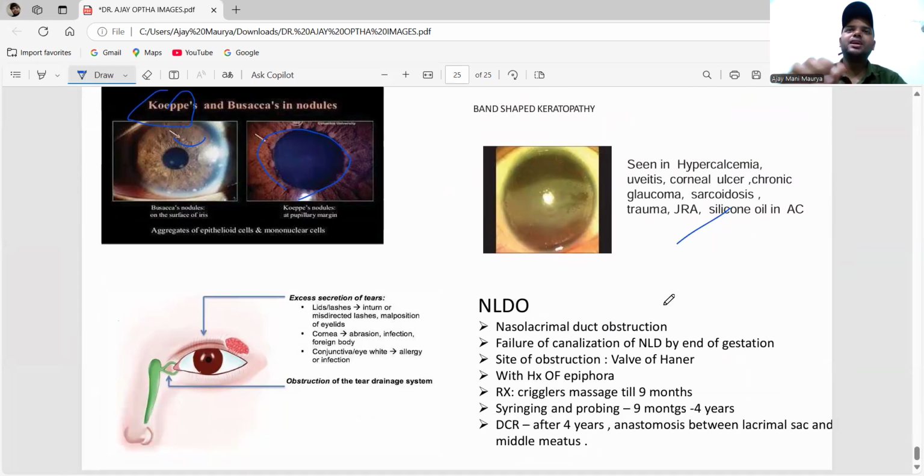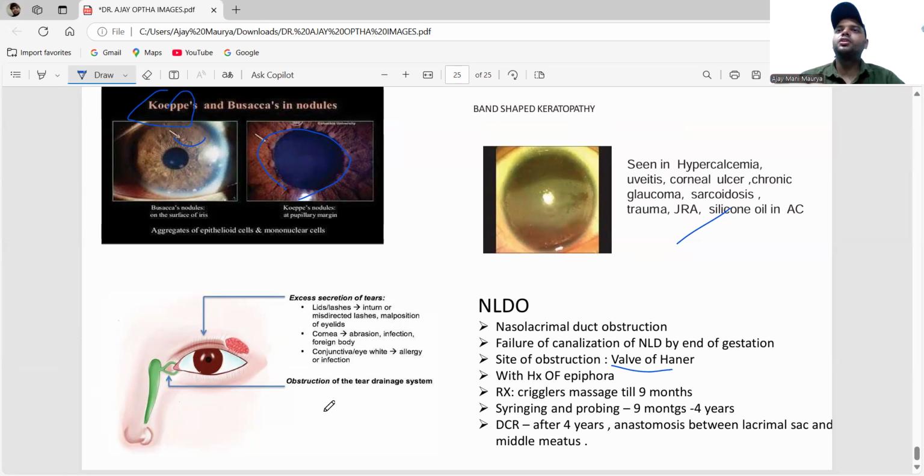The last one is nasolacrimal duct obstruction. This is the failure of canalization of the nasolacrimal duct by the end of gestation, guys. The most common site is the valve of Hasner. First of all, till 9 months you have to do the Crigler massage. From 9 months to 4 years, you have to do syringing and probing, and after 4 years, you have to do DCR.